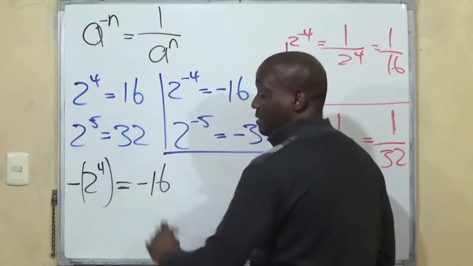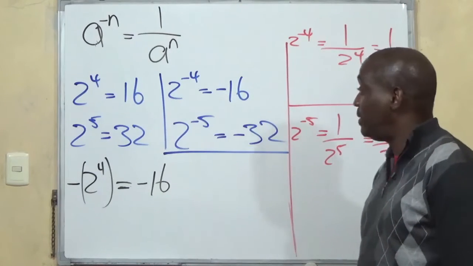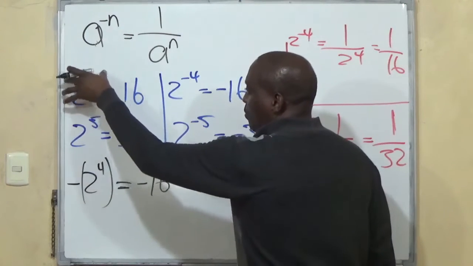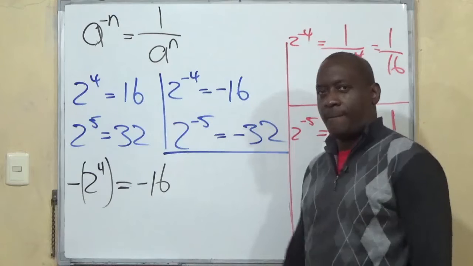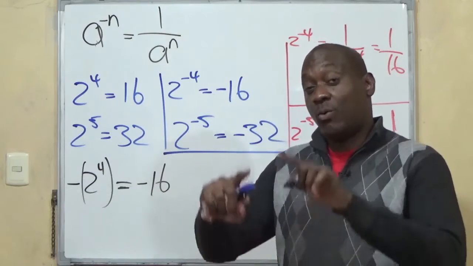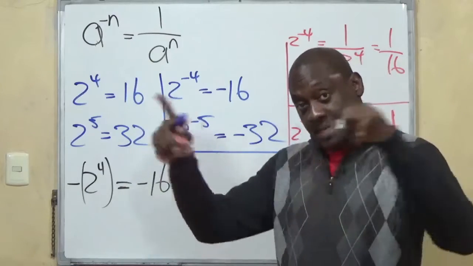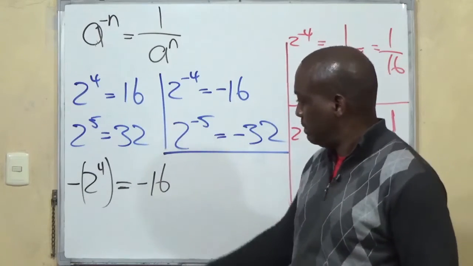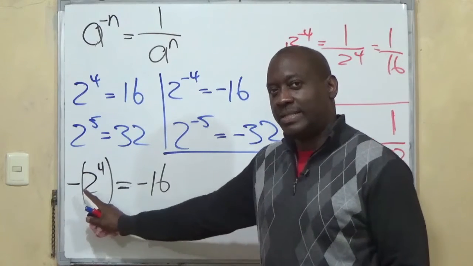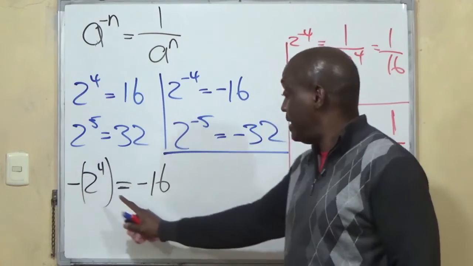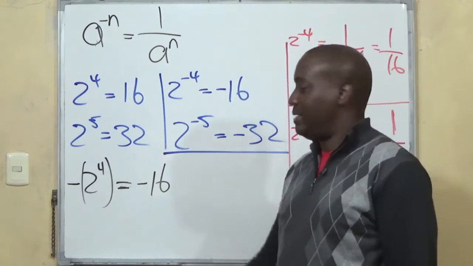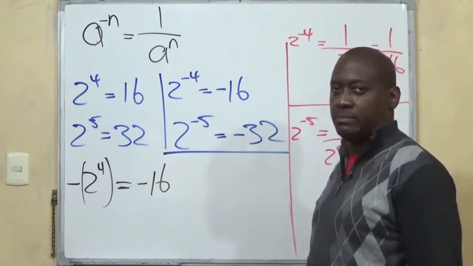This is not this. So in other words, if you put the minus sign in front of the whole power, you negate the whole expression. And you do that by putting the whole expression in brackets with a negative sign outside. Then yes, that will give you minus 16. Alright? This is not the same as that.